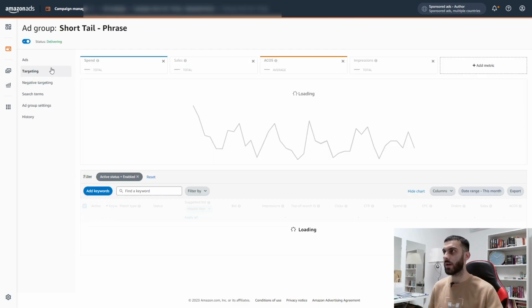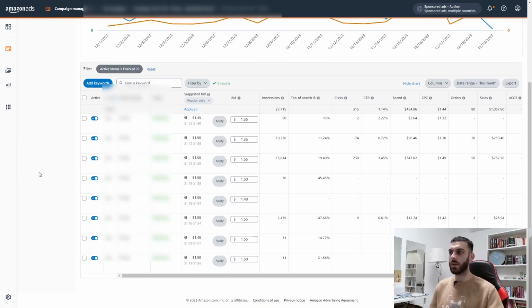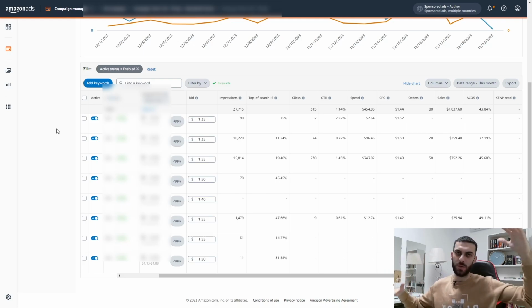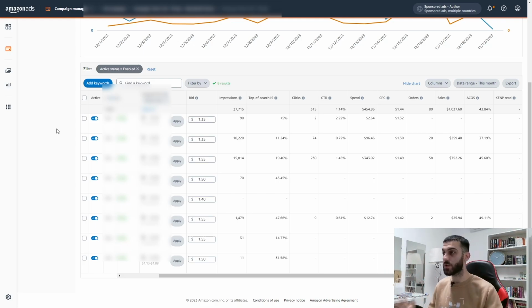If I open this up and I go on targeting, look at how many keywords I'm running. 1, 2, 3, 4, 5, 6, 7, 8. I'm running 8 keywords. And look at how many are actually getting sales. 1, 2, 3. 3 keywords have gotten sales this month from this one campaign. And I got 80 sales from it, from 3 keywords at 43% ACOS. My break even is 38, but I'm okay if I'm losing money on this campaign because it gives me organic ranking. I'm not going to go into detail about Amazon ads and organic ranking in this video, but I'm just trying to show you my strategy.